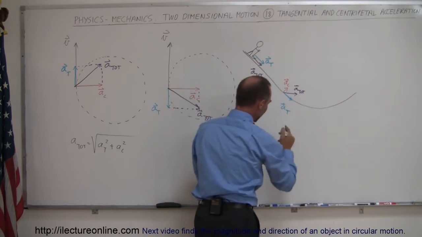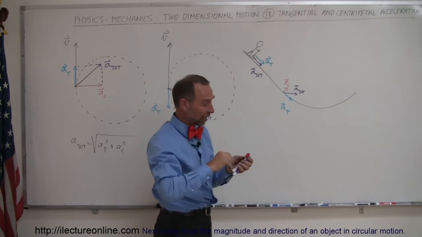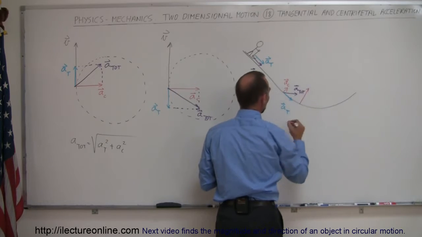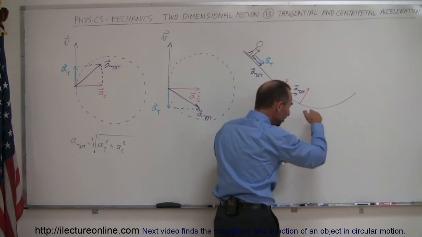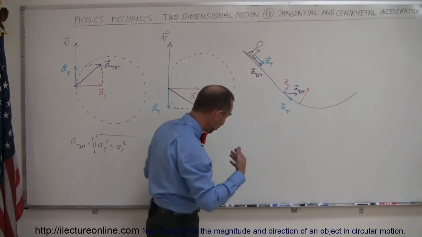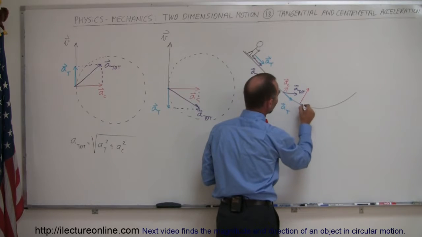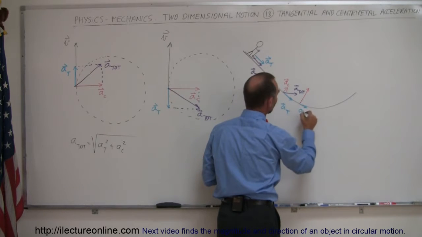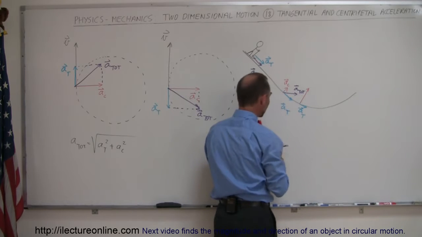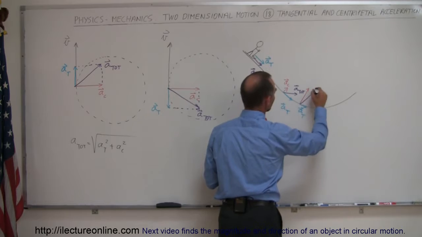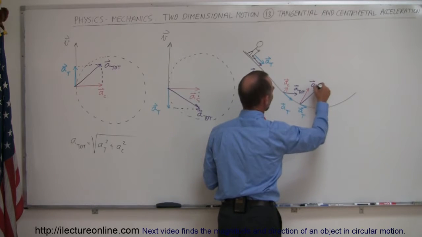Now, a little bit further down the line, you can see that the curvature is a lot steeper, so the centripetal acceleration would get to be a lot larger. Since it still slopes somewhat downward, the skier is still accelerating, so you'd still see a small tangential acceleration like this, a tangential, and of course the total acceleration would look like this. That would be a total.